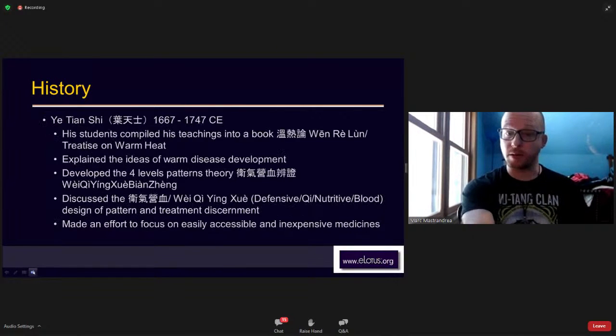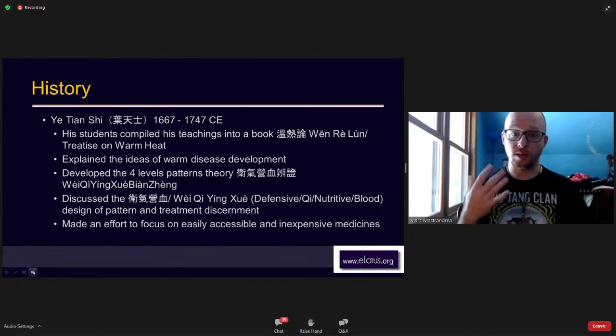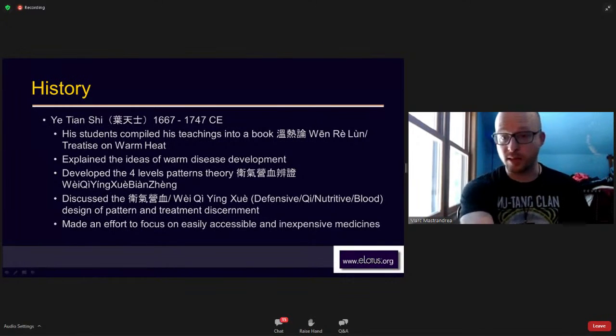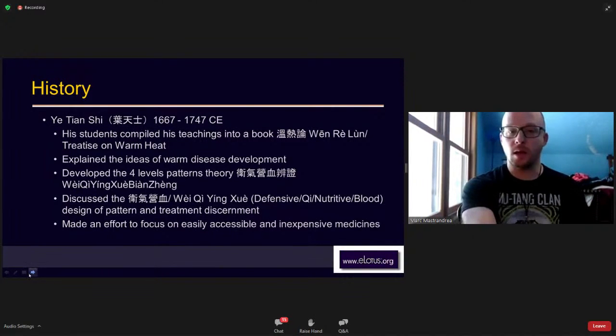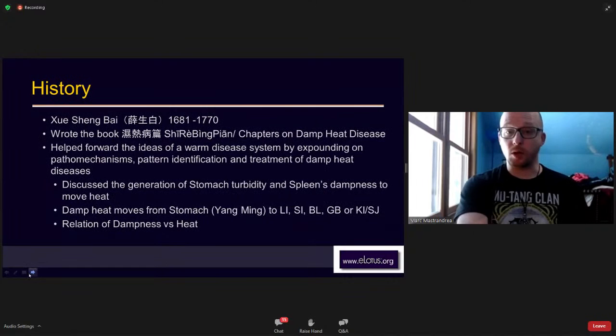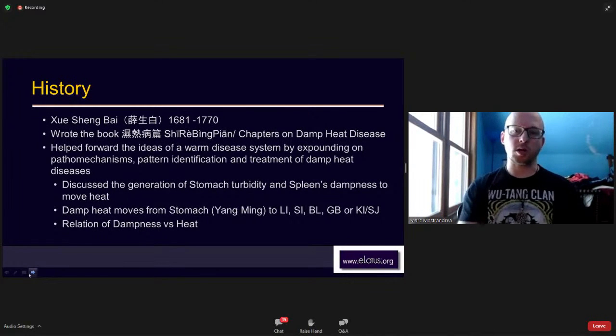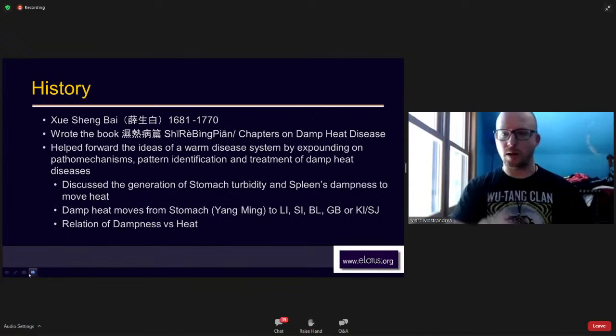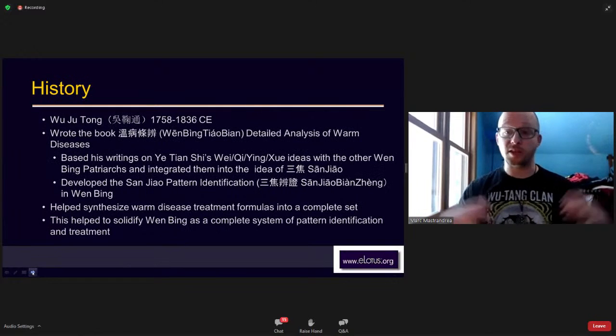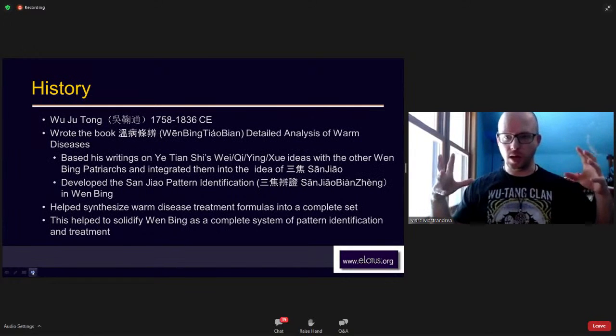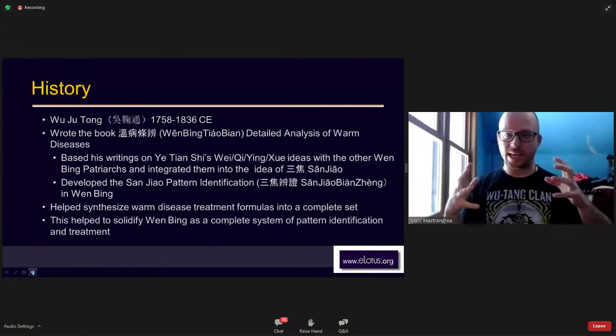Ye Tianshi, we talked about him and his development of the 4 levels, right? The Wei, Qi, Ying, and Xue. So this idea of the Wei, the Qi, the Ying Qi, and the Xue, the blood. So this is his idea that he developed. And he developed treatments for it. Then Xu Zhengbai came along and he talked about dampness and how dampness is a compounding factor. Damp heat can happen, especially if the stomach turbidity is a problem. So he developed methods of treatment for this, where he talked about the treatment of dampness from the stomach and the spleen.